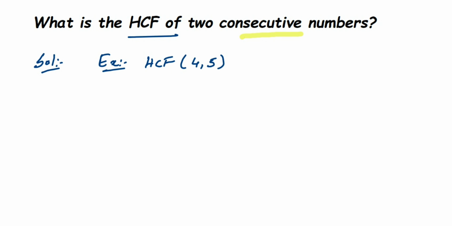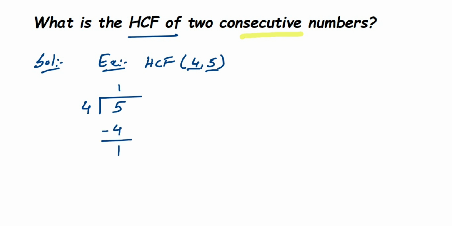When you're doing a division, you should take the greater number as the dividend, and the smaller number will be the divisor. 4 is the small number, it will be the divisor. 5 is the greater number, compared to 4 and 5, 5 is greater, so that will be the dividend. Now divide it. So 4 ones are 4, remainder is 1, right?